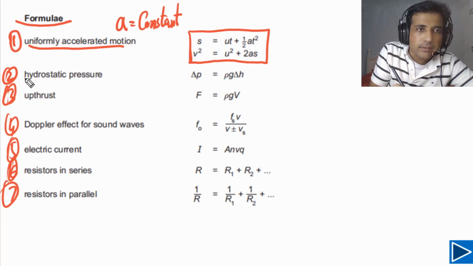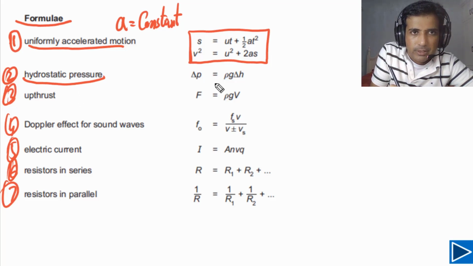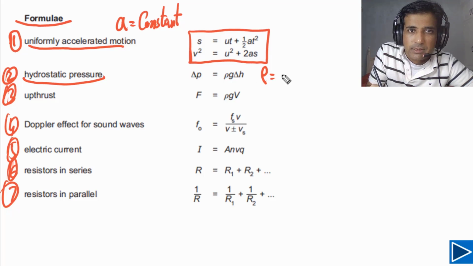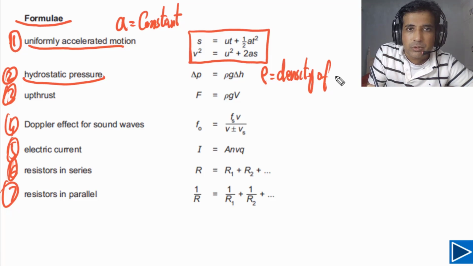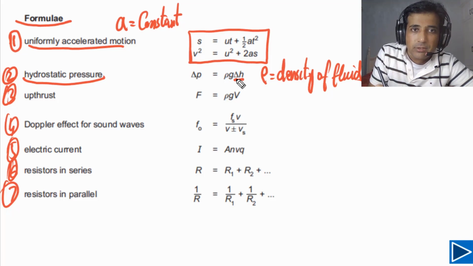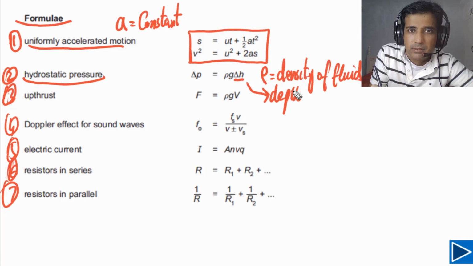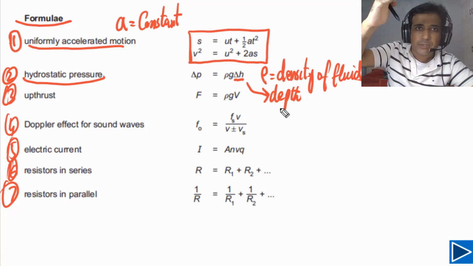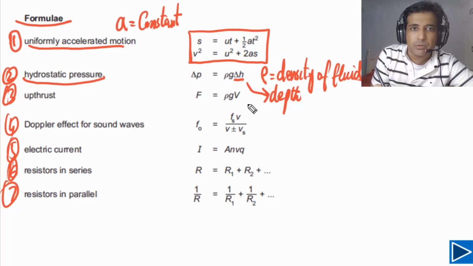And the second one is about hydrostatic pressure, and in this formula you need to understand rho. Rho is the density of fluid. Very important. In some questions they will try to confuse you with this density, so you need to understand this is the density of fluid, not the density of any solid object. And this delta h, delta h is not height, this is the depth, meaning the distance from the surface to the object. So this one is depth.